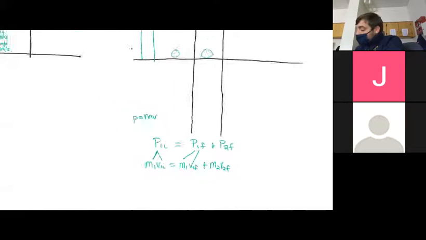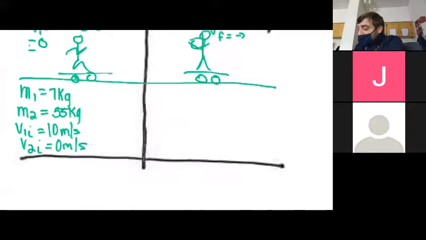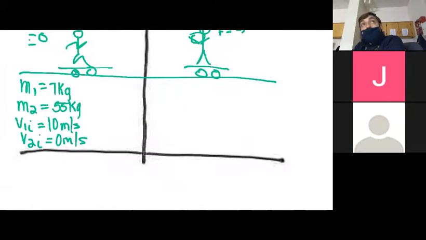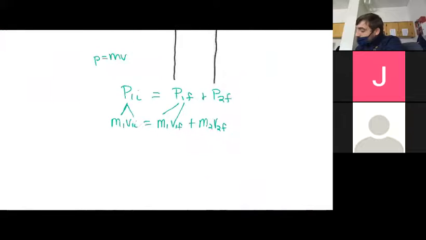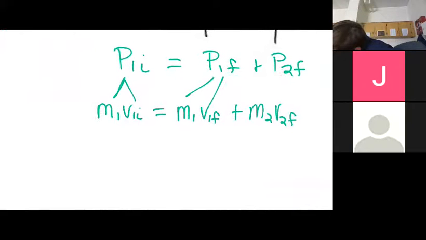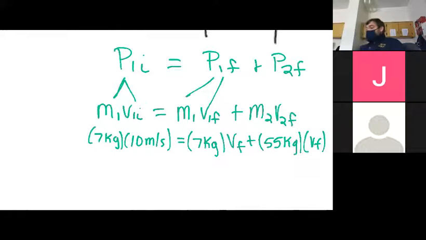So what I start to do, although this looks kind of ugly, is realize that I have most of my information right here in my given. So what is the mass of object 1? It's the bowling ball. It's 7 kilograms. What is the initial velocity of object 1? It's positive 10 meters per second. Mass of object 1 again is 7 kilograms. I have no information on the final velocity. Mass of object 2 I know is 55 kilograms. And again, I have no information on the final velocity.